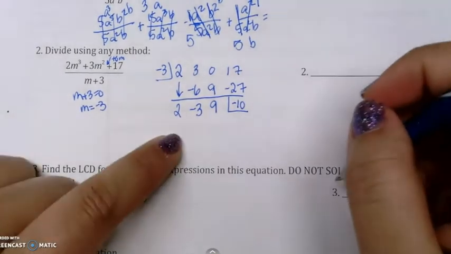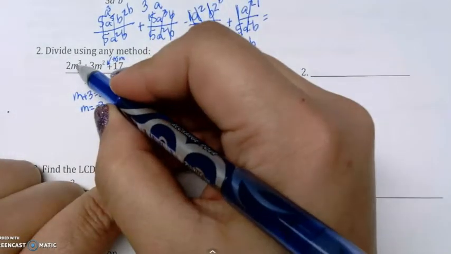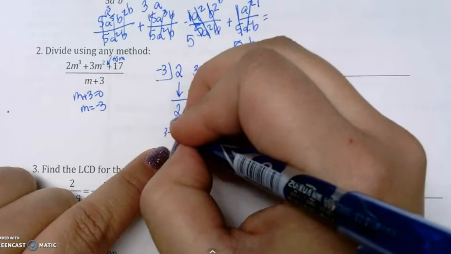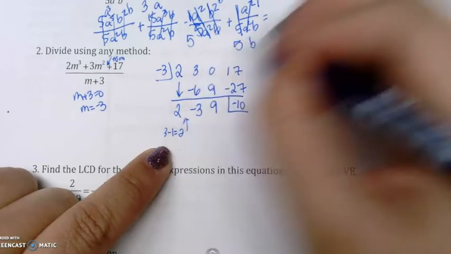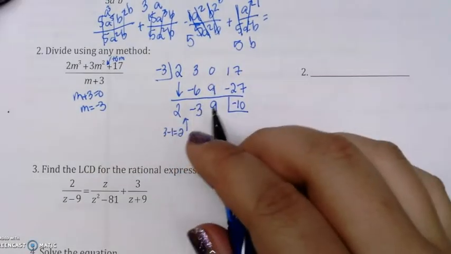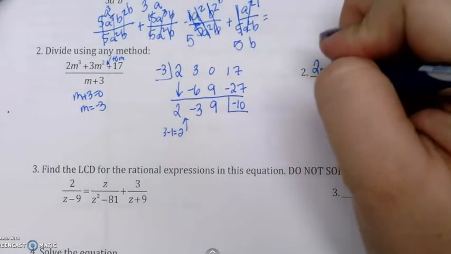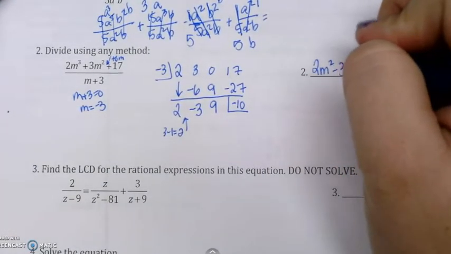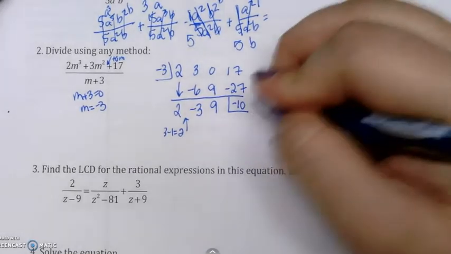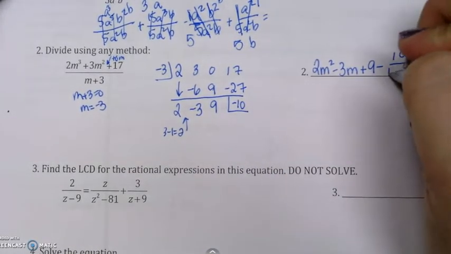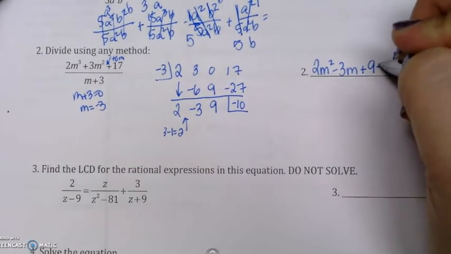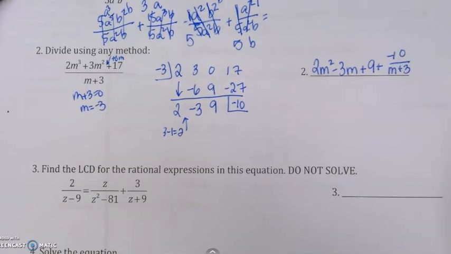So writing this as a polynomial, we went from degree 3, 3 minus 1 is 2. So this is degree 2. So we have 2m squared minus 3m plus 9, and then the remainder minus 10 over m plus 3. Or you can write it as plus negative 10 over m plus 3.